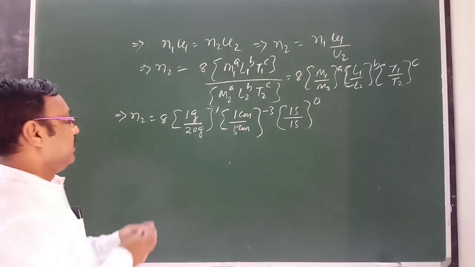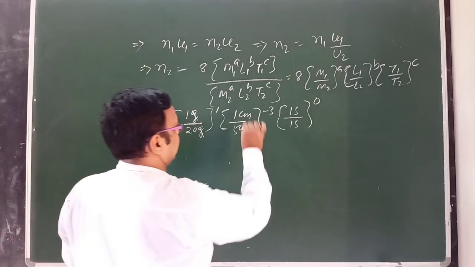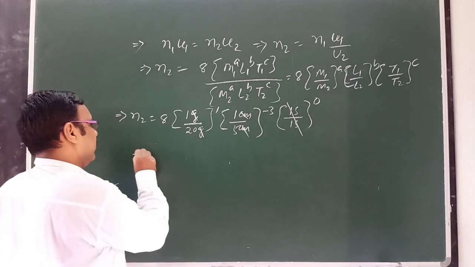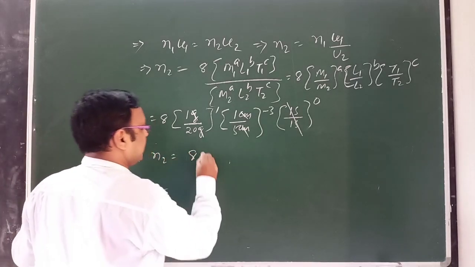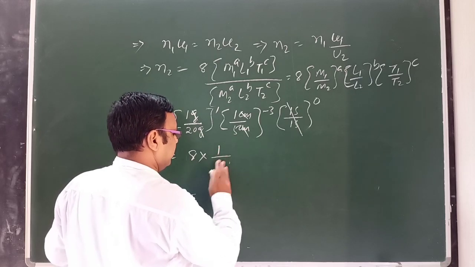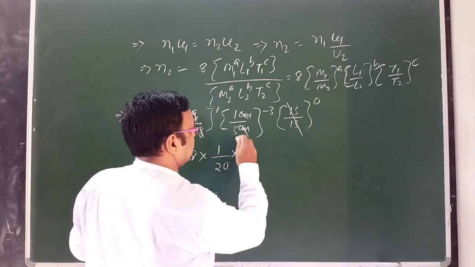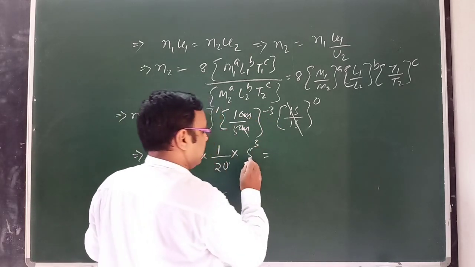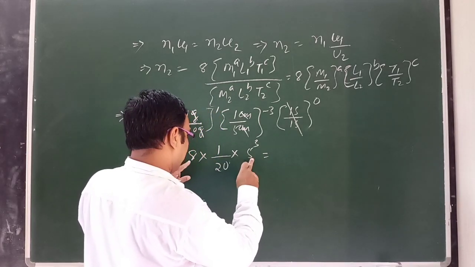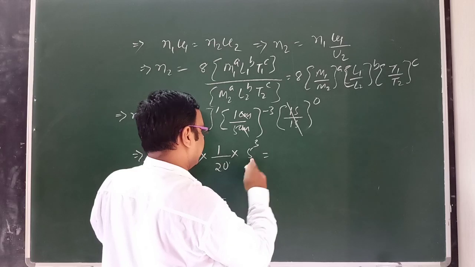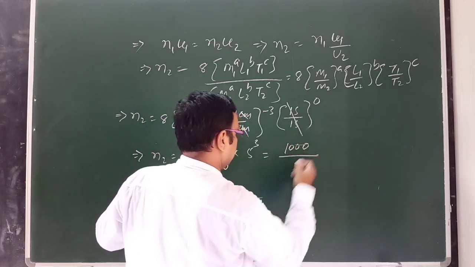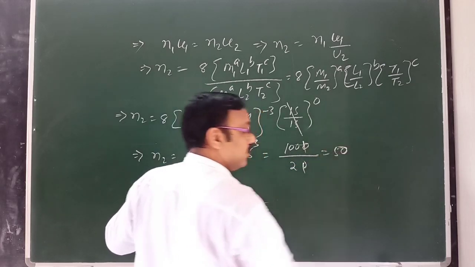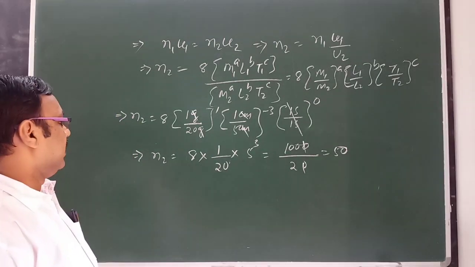How much is it? You see gram cancels, here cm cancels, and totally it is 1. So remaining is N2 equals 8 into 1 by 20 into 5 to the power minus 3, which when it goes up becomes 5 to the power 3. So how much is it? 5 5s are 25, 5 is 125, 125 into 8 is almost 1000, by 20. So the answer you got is 50. So finally N2 is 50.